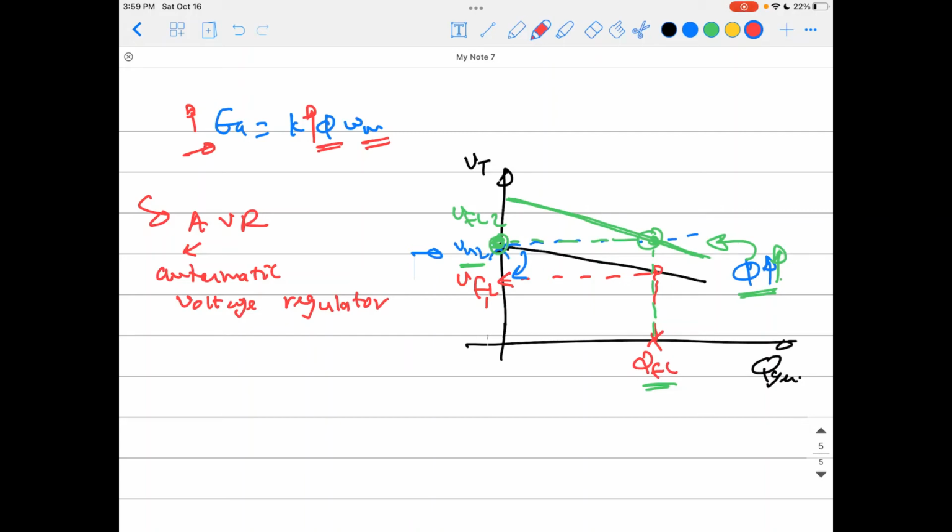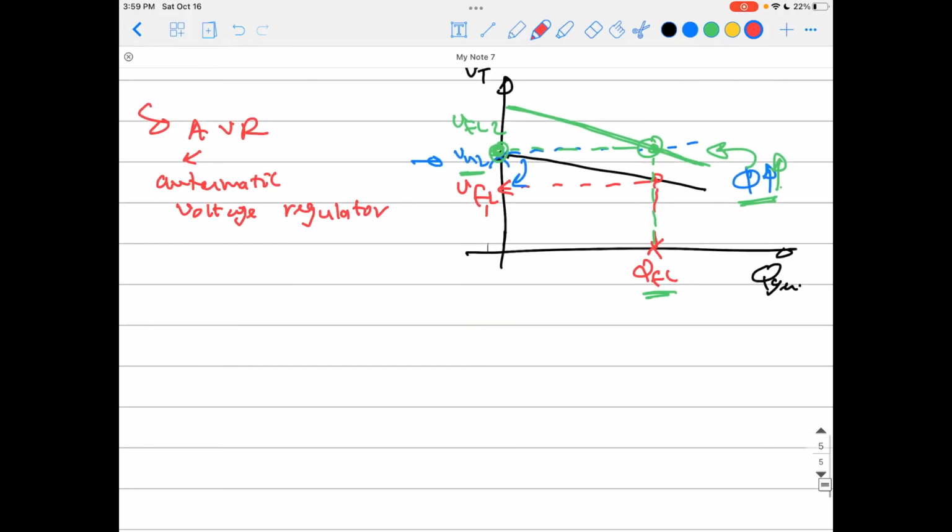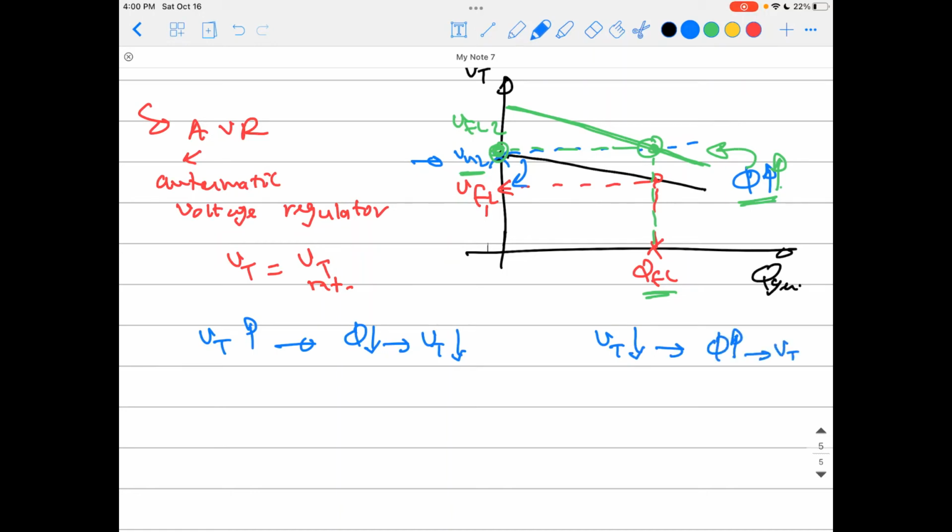So that is the first control system we will talk about in synchronous machines, what we call the AVR, the one that is responsible for keeping the terminal voltage of the machine at the rated value, by controlling the excitation. So the automatic voltage regulator will sense the terminal voltage. If the terminal voltage goes up, it will reduce the excitation to bring it down again. If the terminal voltage goes down, the AVR will bring the excitation up to bring the terminal voltage up again. Okay, guys?